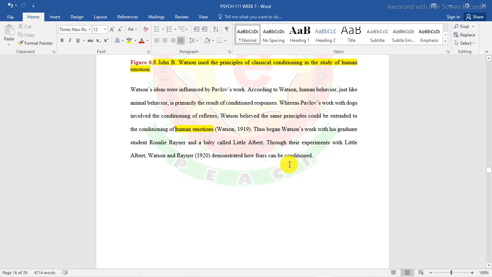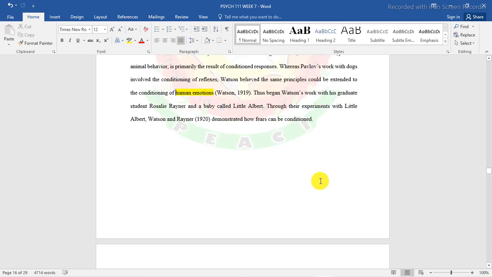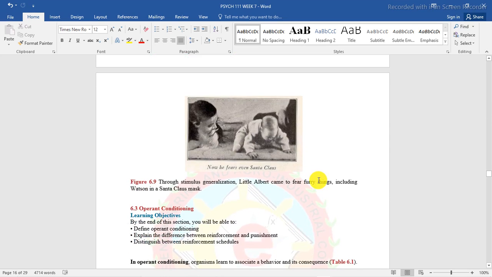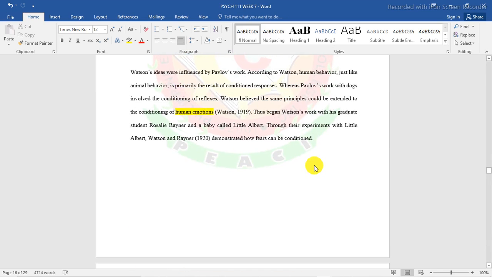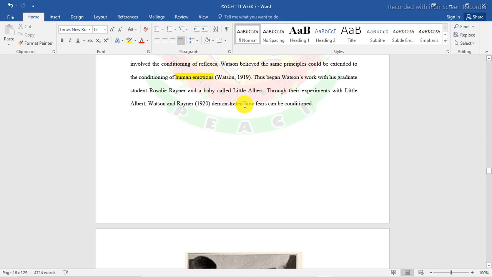Thus began Watson's work with his graduate student, Rosalie Rayner, and a baby called Little Albert. So, ito na yung study niya about Little Albert. Through the experiments with Little Albert, Watson and Rayner demonstrated how fear can be conditioned. So, ito din yung famous study nila. About the famous Albert, alam mo ito? Simple glimpse lang. Little Albert was with his mom. So, gusto kasi nilang malaman, ano yung natutunan dito? That fear can be conditioned.